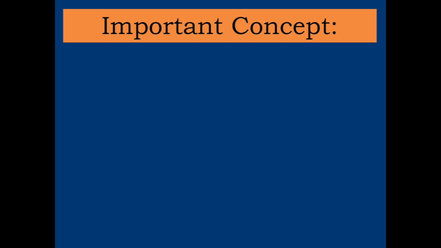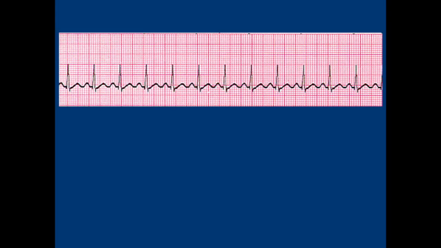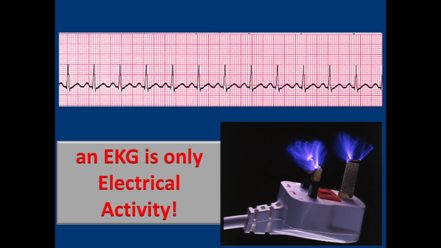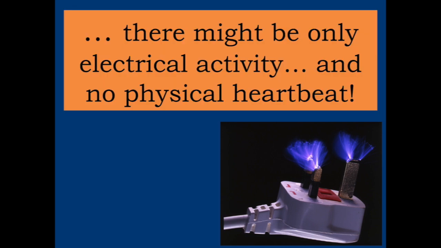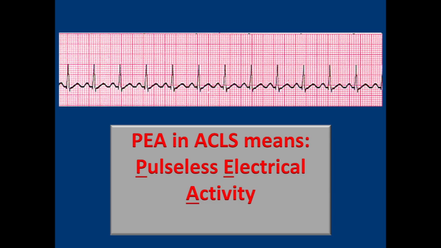So the important concept here, as we've already alluded to twice in our introduction, is that when we see an EKG, it is only an electrical activity. It does not mean that the heart is beating. We would have to feel a pulse for that. And due to the fact that we have electrical activity and maybe not a physical heartbeat, that is a situation for ACLS, and that is called pulseless electrical activity, or PEA.